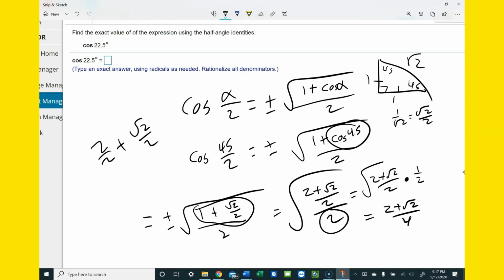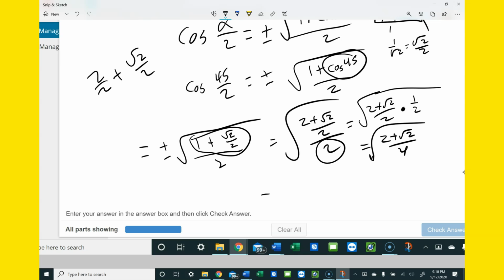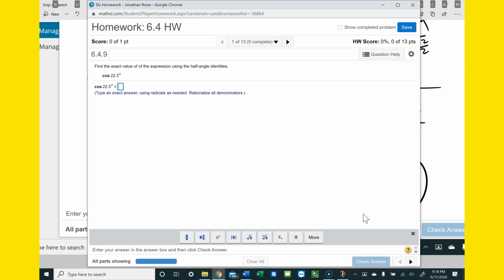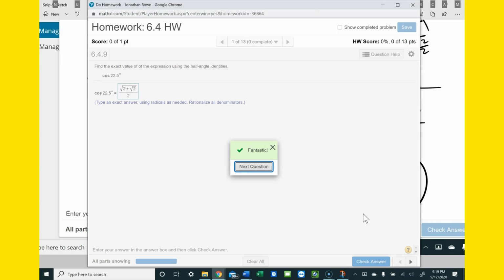All right, reduce all that, or can I reduce it? I don't think I can. I can't reduce it because I can't do anything to that square root of 2 because it's underneath the square root. But I can rewrite it as the square root of 2 plus root 2 over the square root of 4. And the square root of 4 is just 2, so it's the square root of 2 plus root 2 over 2. Boom. Now, hopefully that's right. Let's type that stuff in and see. Square root 2 plus root 2 over 2. Correct. Yay.